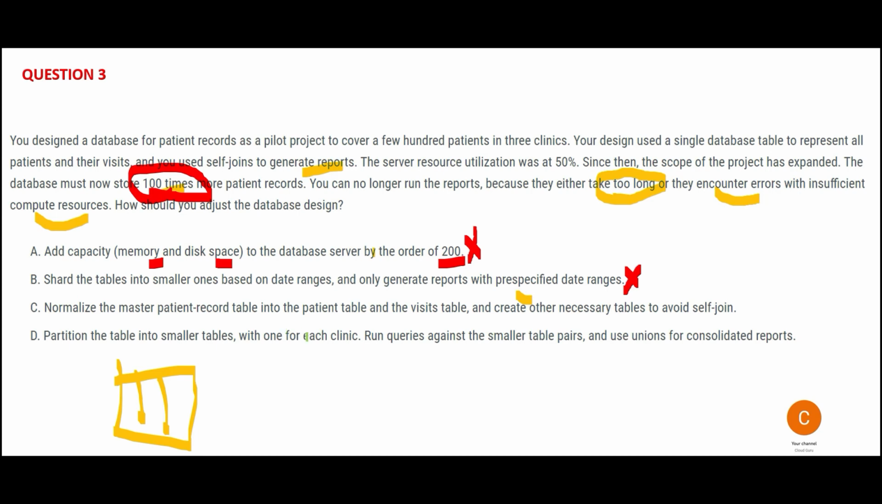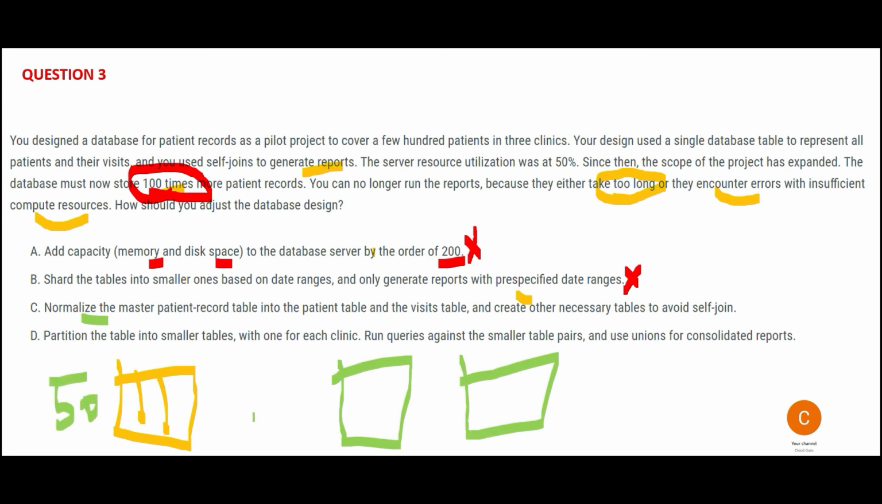Now C looks correct. This is what we need. A perfect scenario. You will have to normalize this table. What we mean by normalize is, instead of one table, make multiple tables. If this had 50 fields, make these two tables and maybe split it 25-25 here. So that way you don't have to do a self join. So what they are doing is they are creating a patient table, they are creating a visits table, and now you are avoiding self join. Perfect. So this is my answer.